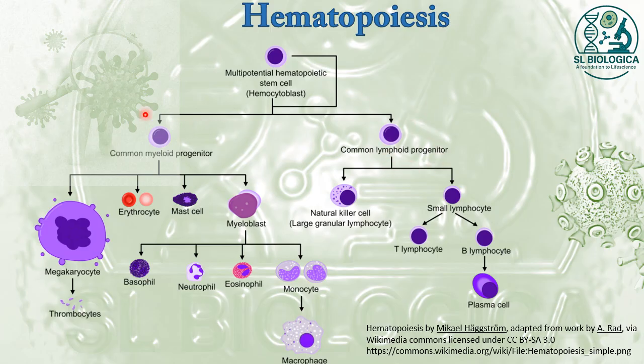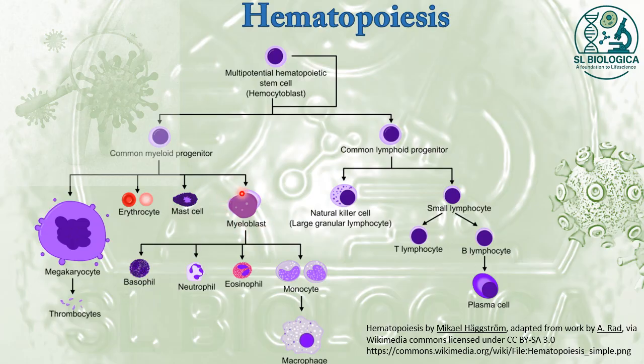And from the myeloid progenitor, we will get megakaryocytes, which ultimately give rise to the thrombocytes. Thrombocytes are actually platelets. The other type of cell derived from the common myeloid progenitor is the erythrocyte. Erythrocytes are red blood cells. Then the third type is the mast cell. And the fourth type is the myeloblast.